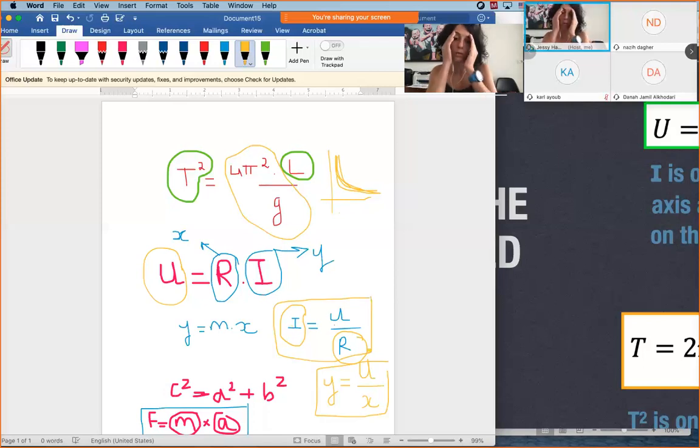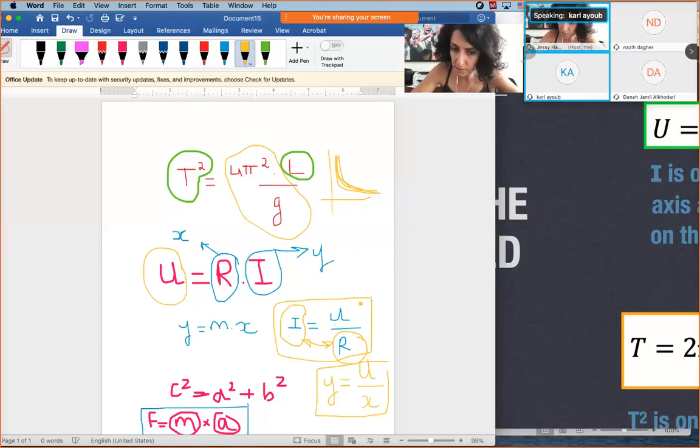We need to plot... but if you switch those, you will end up with R equals U over I. Yes, of course.